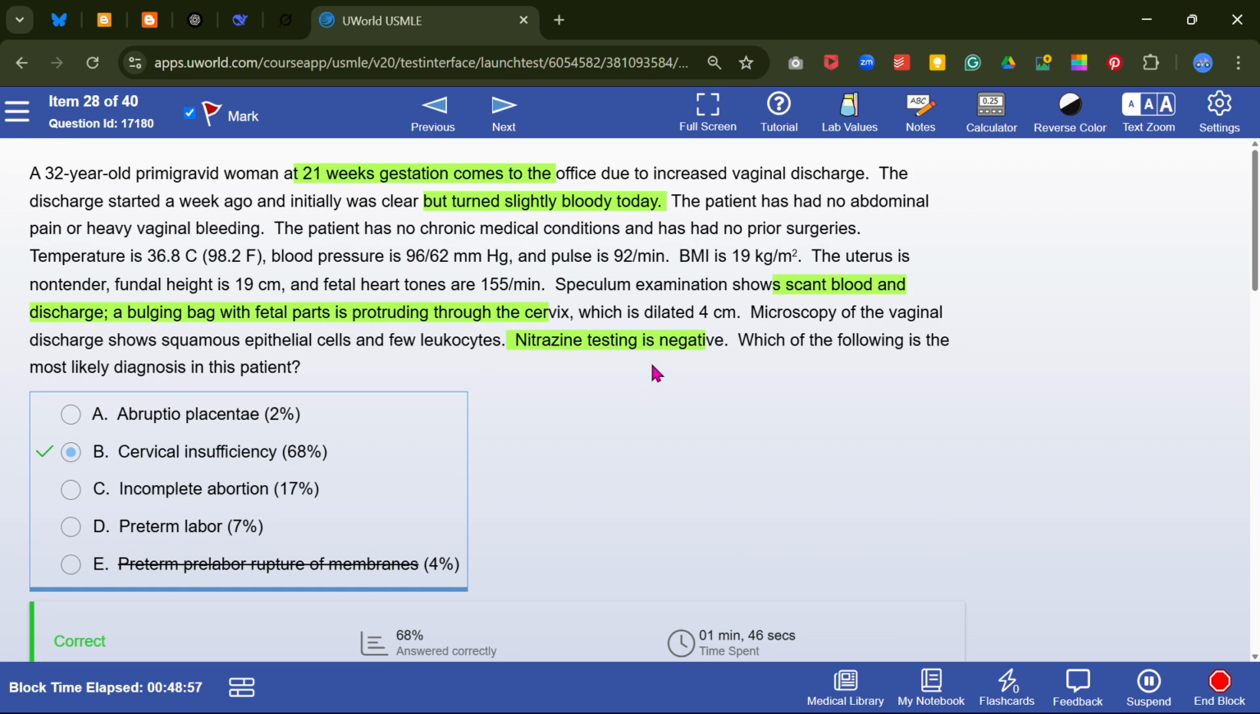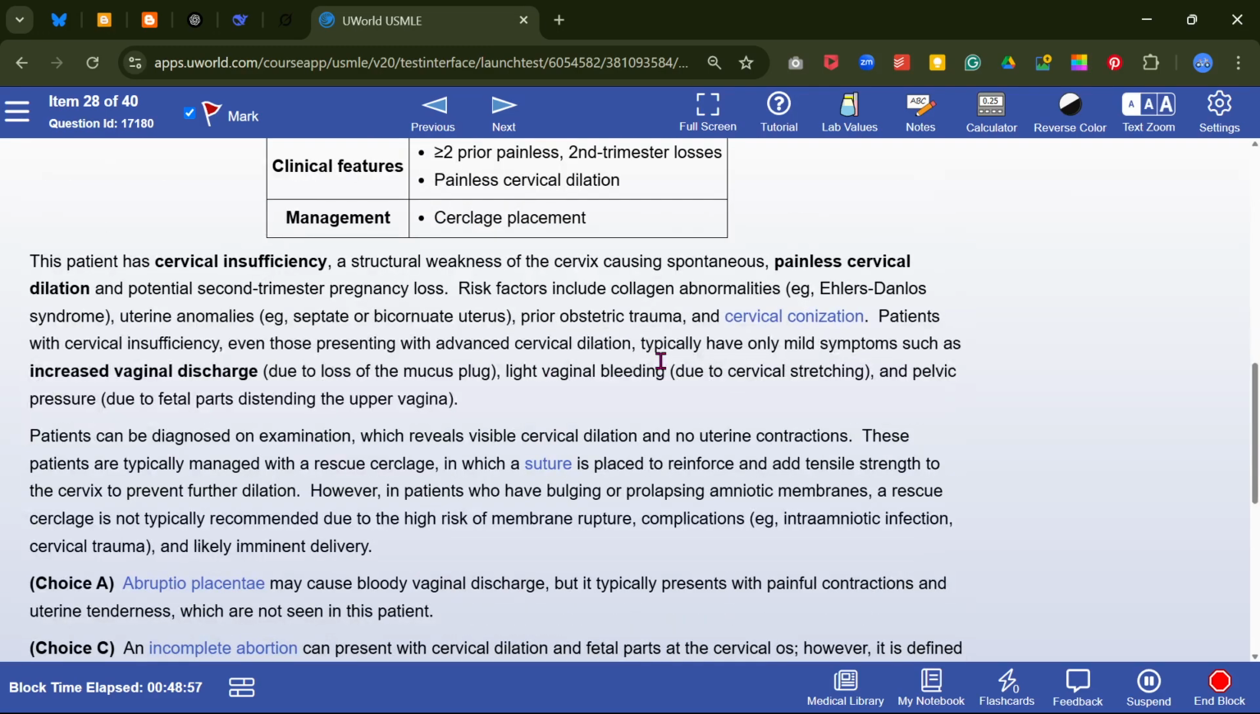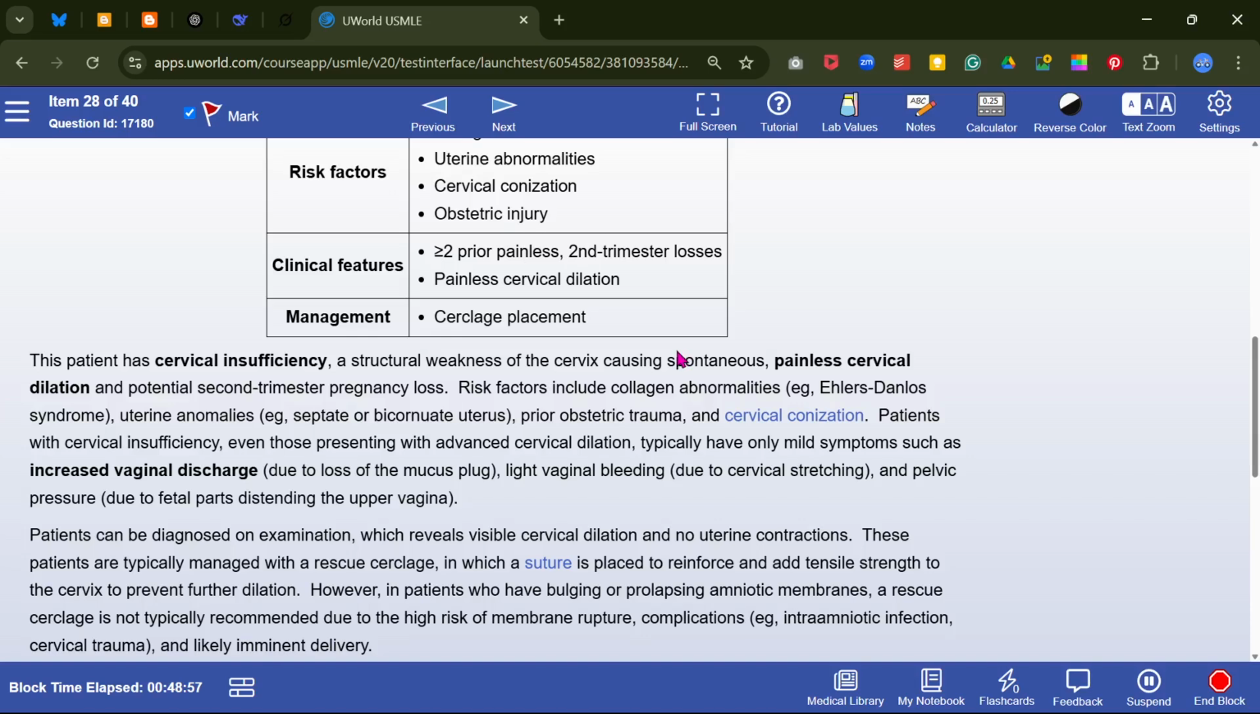So what does she have? What's her risk factor? Sorry, I haven't found anything to match with. Okay, just cervical dilatation. Think about cervical insufficiency.